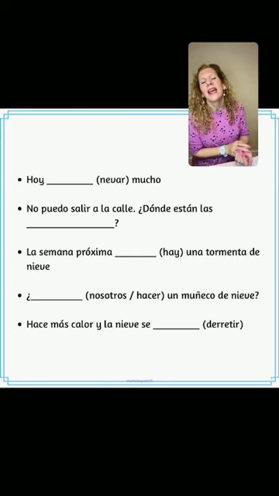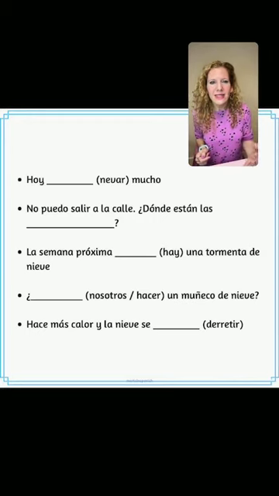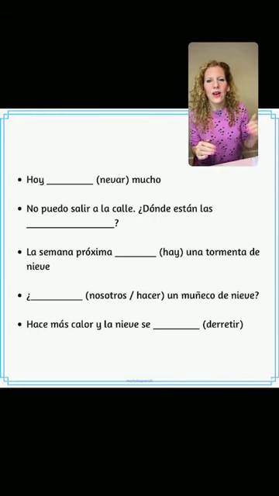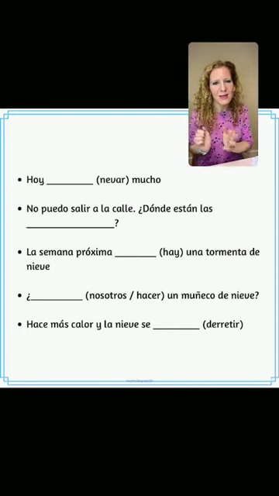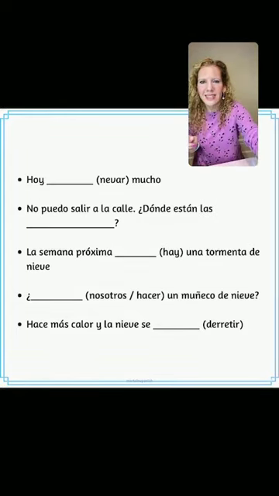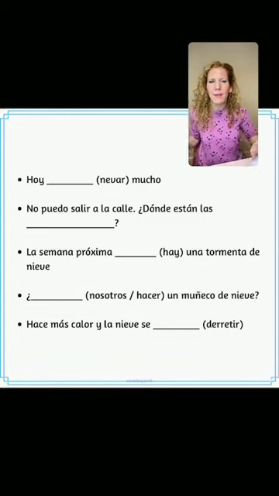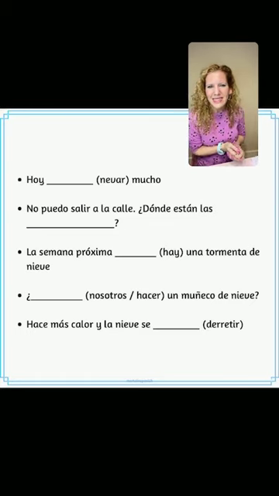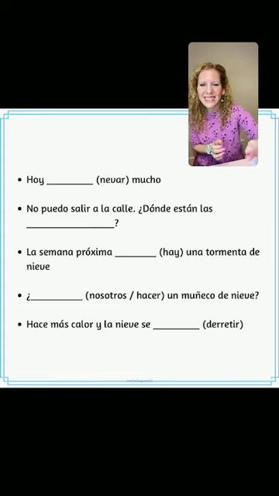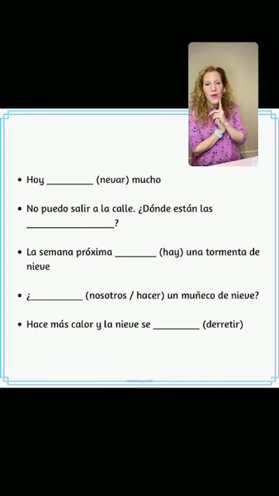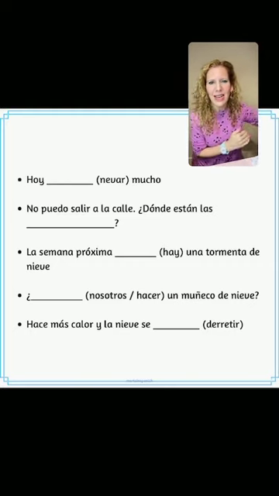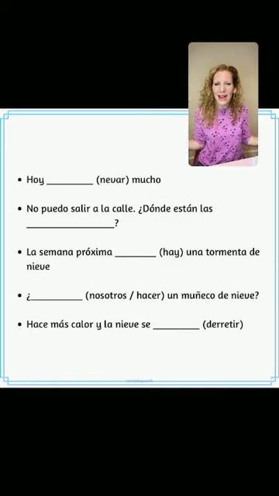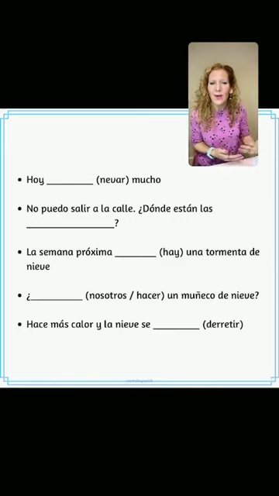Muy bien. La semana próxima, and the verb is hay, una tormenta de nieve. How would you conjugate hay? Think about it. You have the clue there in la semana próxima, okay? If you say hubo, it's past. La semana próxima is the future, okay? So, muy bien, habrá. La semana próxima habrá una tormenta de nieve.